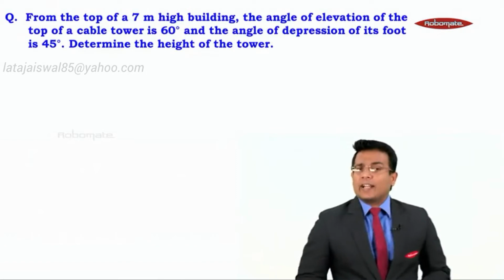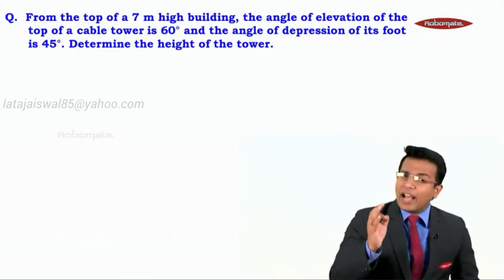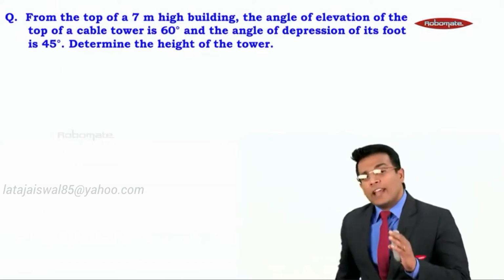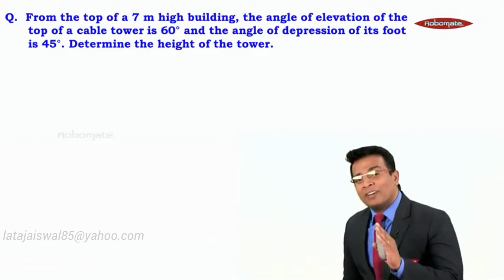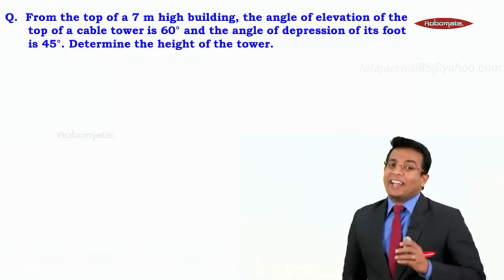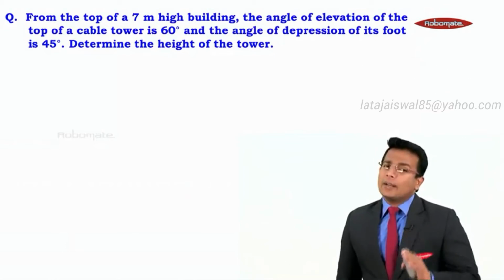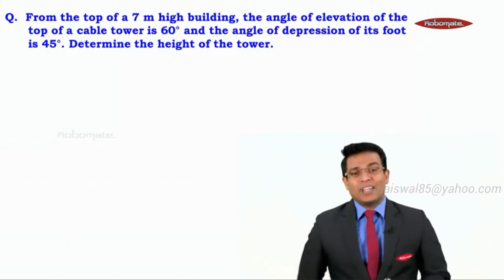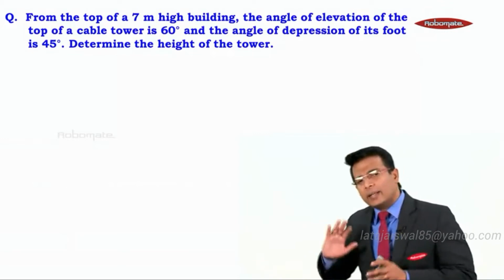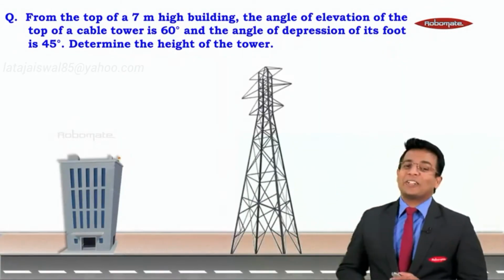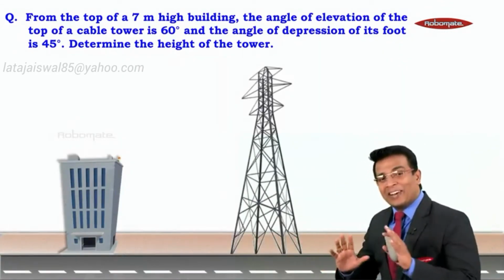The sum says that from the top of a 7-meter high building, the angle of elevation of the top of a cable tower is 60 degree and the angle of depression of its foot is 45 degree. Determine the height of the tower. That means from this we understand that there is a building and a tower. That is the first thing which we get. So we have a building and a tower.